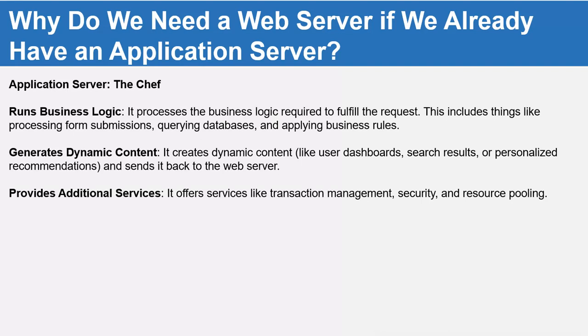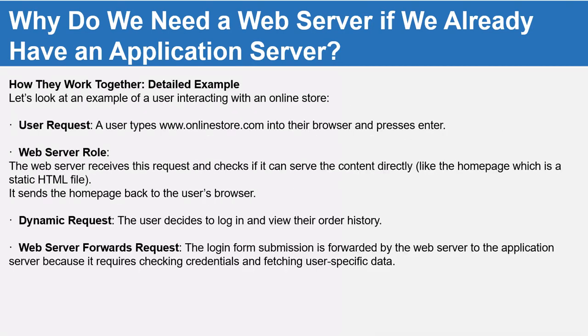Application server, just think of this as a chef in the kitchen. It processes the business logic required to fulfill the request. This includes things like processing form submissions, querying the database and applying business rules. It creates dynamic content like user dashboards, search results or personalized recommendations and sends it back to the web server. It offers services like transaction management, security and resource pooling. So this is basically the role of the application server, where the request is complex and requires dynamic processing.